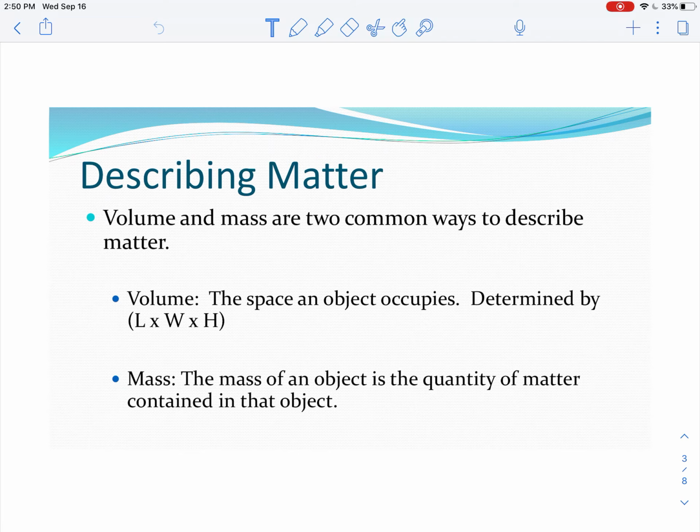It's a good way to measure volume. If it's a prism or a square, it's length times width times height. If it's a sphere, it's 4/3 pi r cubed. So if it's a geometric shape, there's an equation to determine what the volume is.